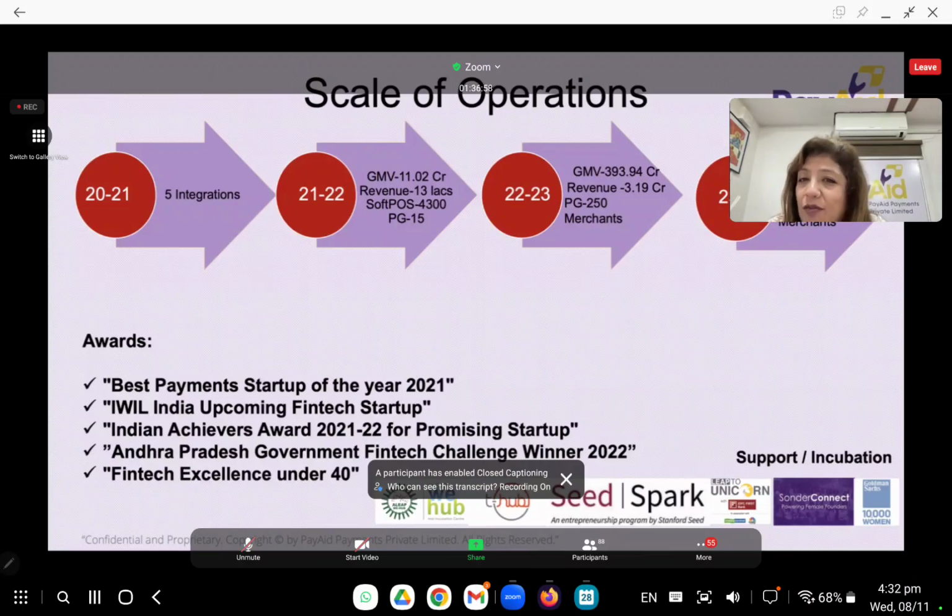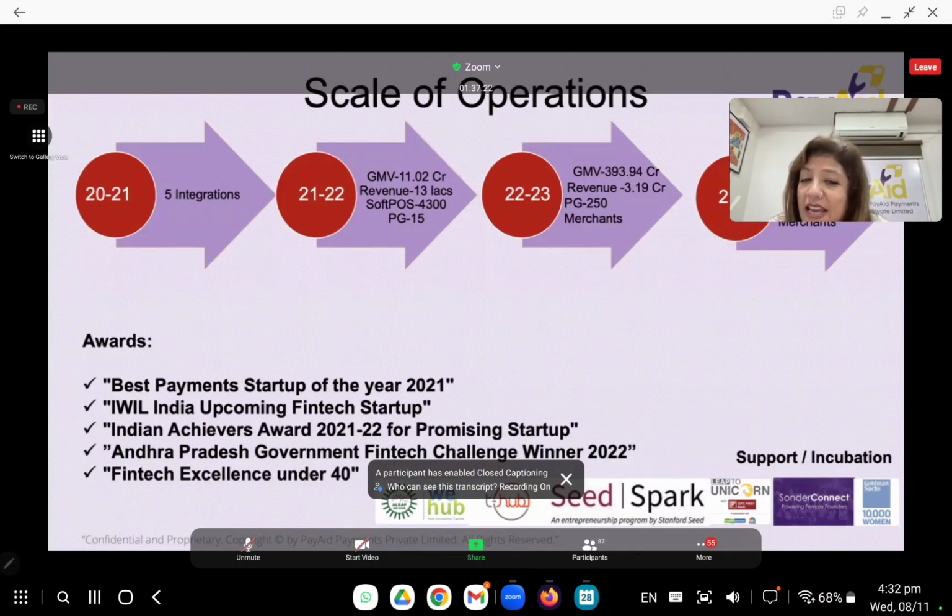Last year, we broke even. We earned a revenue of 3.19 crores and had 250 merchants. As on today, we have 450 merchants, 430 merchants actually. This year, we have stopped one of the product lines, and hence the volumes that we have done on our payment platform is a little low.